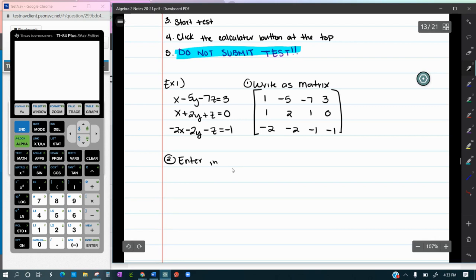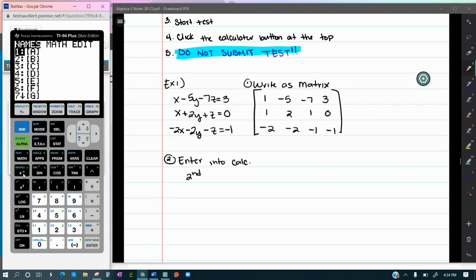So enter into calculator. First thing we're going to do is press the button that says second. When you press this second button right here, it allows all of the blue text to be active. So I'm going to press second, which makes this turn into a little up arrow. And then I'm going to click this button here that says matrix in blue letters. I get a couple options. So let's write that down. We did second, we did matrix, and now we have options.